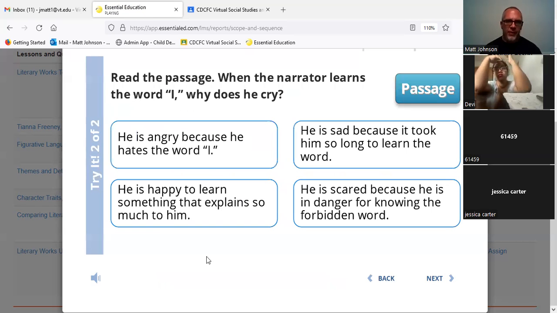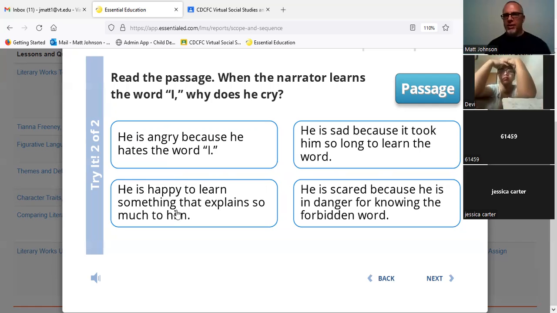Okay, this is the same passage from Anthem again. When the narrator learns the word I, why does he cry? Right. So why does he cry when he understands this word I? So he is happy, right? This is a happy cry. It is something that explains much to him. This is opening up a new world to him. So he's feeling very passionate about it. And that's crying out of joy.